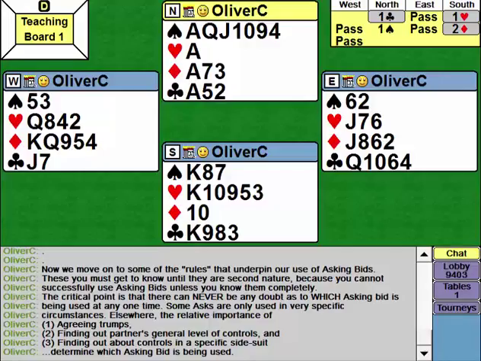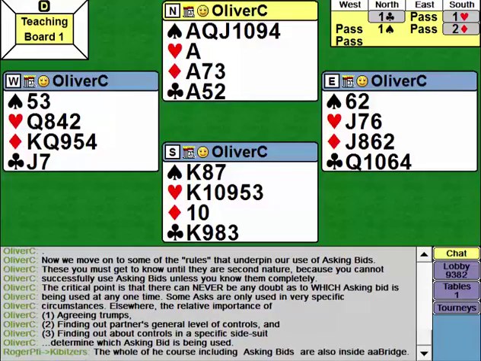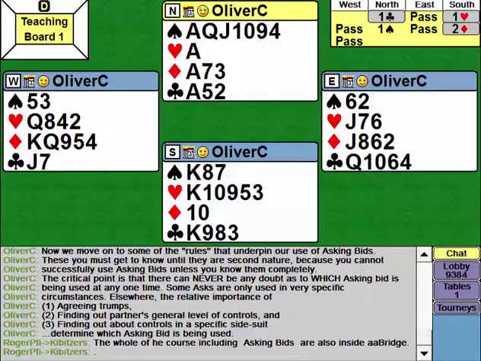So these rules are solely to set concrete, effectively, what asking bids are being used in any particular situation. There I've set out the relative importance of the various asking bids, because basically all of the asking bids are concerned with establishing one of those three things. They're either to do with agreeing a trump suit, finding out how many controls partner has in their hand as a whole, or finding out specifically what degree of control partner has in a particular suit. So all the asking bids, that's the sort of things that they're dealing with.